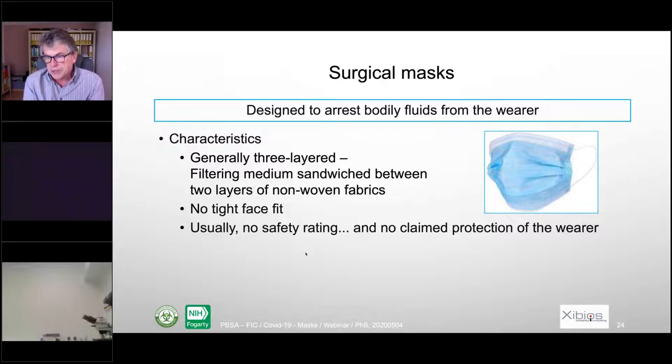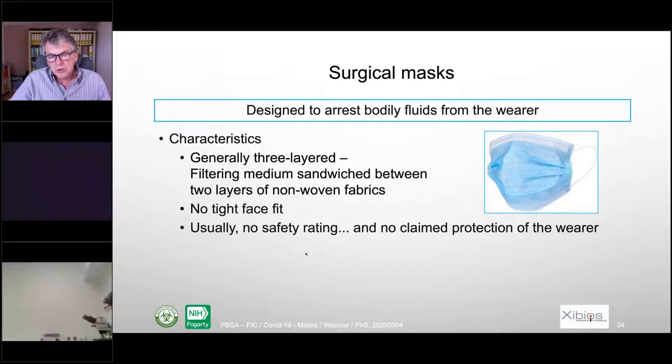In general, they have three layers, and the filtering layer is inside two layers of fabric. There is no need for a tight face fit. Why? Because exhalation of air is through mouth and nose, and as long as the mouth and nose are well covered, there is no risk of disseminating an aerosol. It will be stopped immediately.